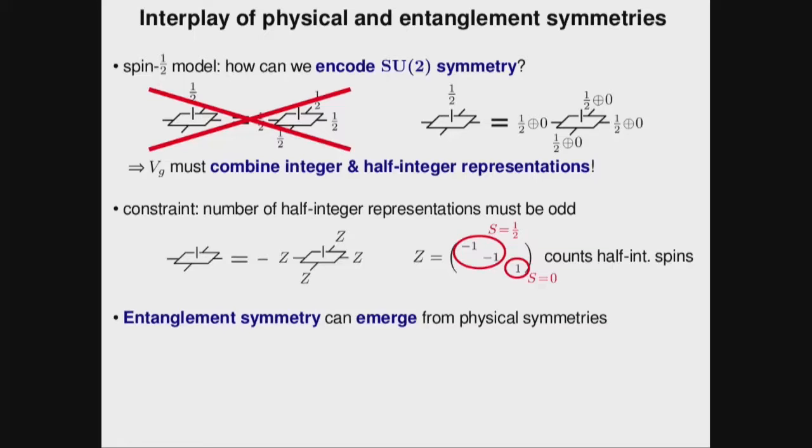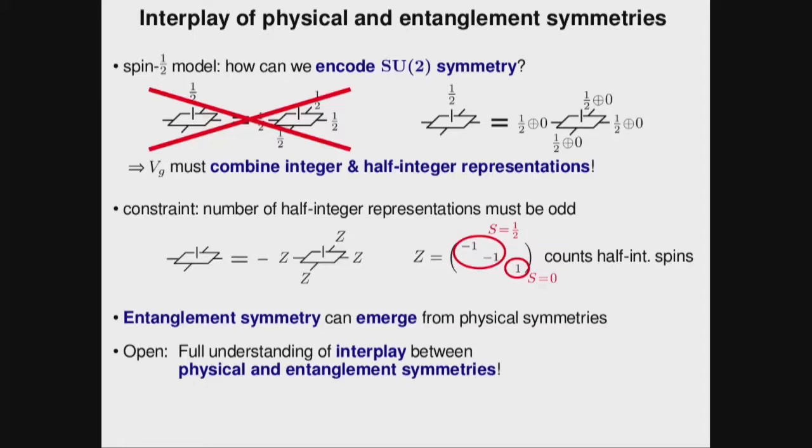So this entanglement symmetry can actually come from a physical symmetry, and understanding the general way in which this happens is still something which is open, and that's actually a very exciting question to understand this general connection, which, for instance, relates to the most general way of even encoding this physical symmetry, maybe not as a tensor product.